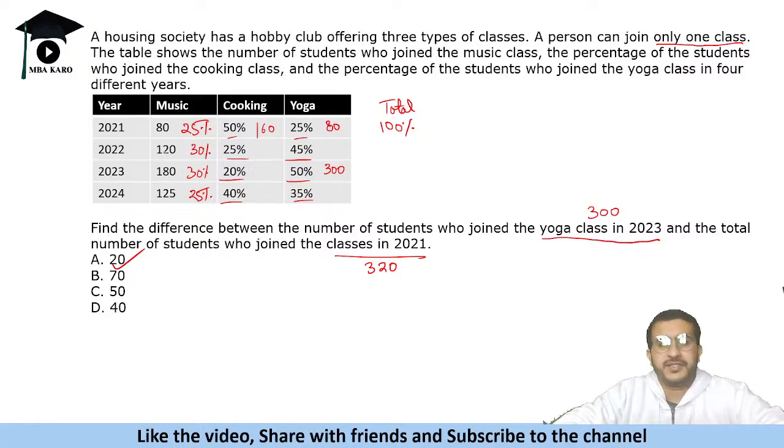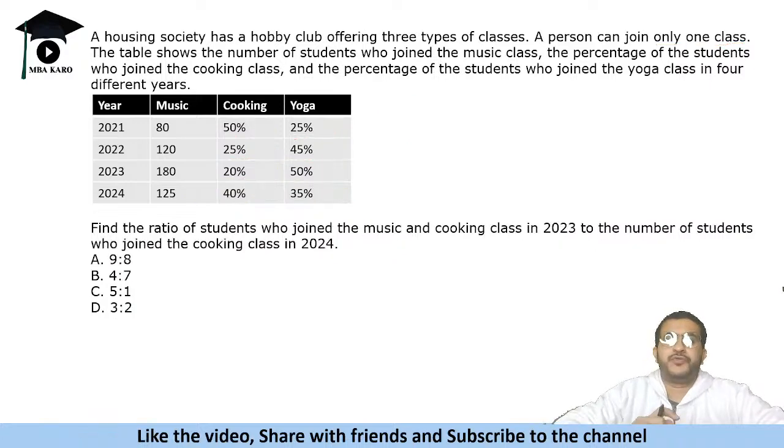So 30% is 120. Okay, 1% is 4. This is 100, 180. And 30% is this, 6 times 120. 25% is 125, 5 times 200 and 175. So these are the values that you will get. Okay, find the ratio of students who joined the music and cooking class in 2023 to the number of students who joined the cooking class in 2024.